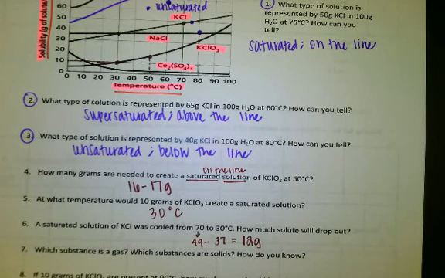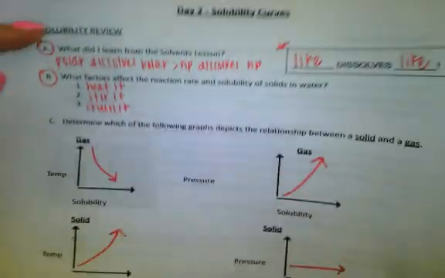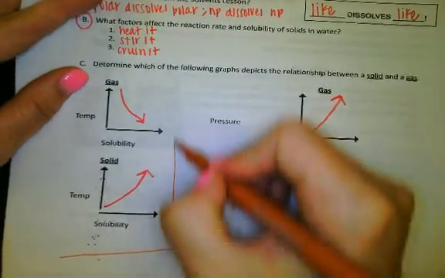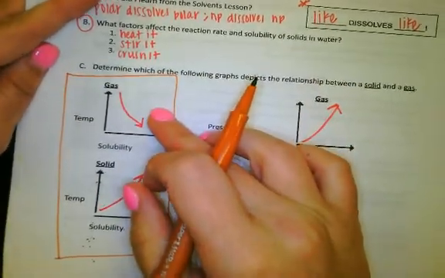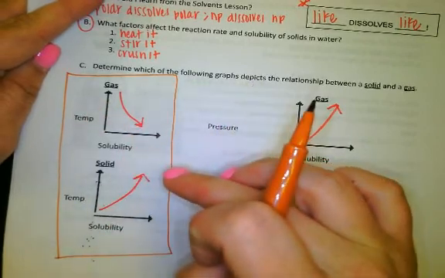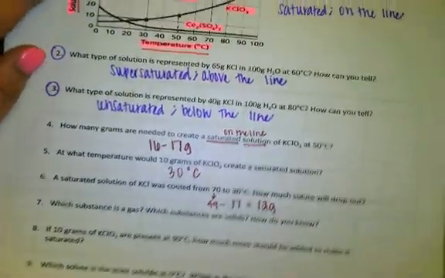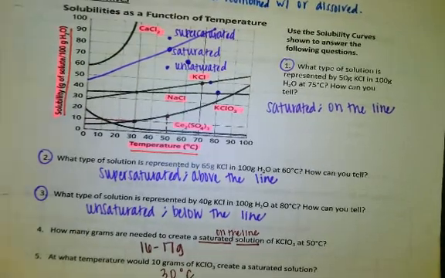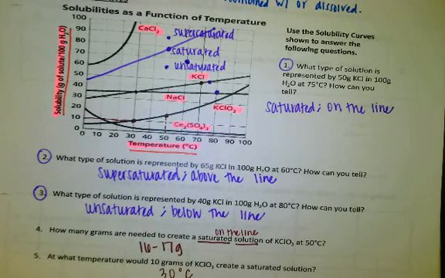Right, number 7. Number 7 has 3 parts. It says, which substance is a gas? Which substances are solids? How do you know? So we could go back to our front page, okay, and look at these 2 graphs, because these 2 graphs are showing solubility of temperature in regards to a gas and a solid. So the first part says, which substance is a gas? So out of all of these substances, which one's a gas? Which one is showing a decrease in solubility as we increase temperature?